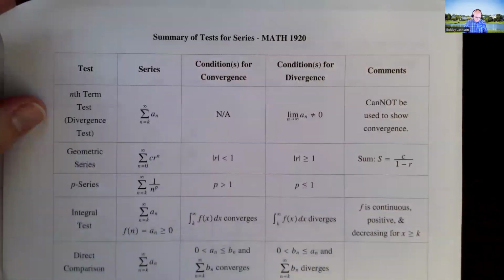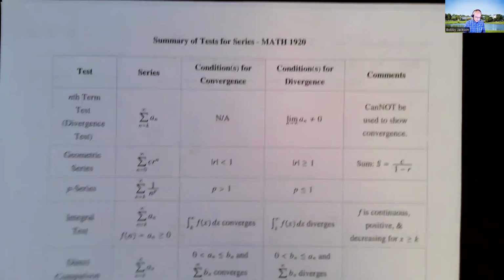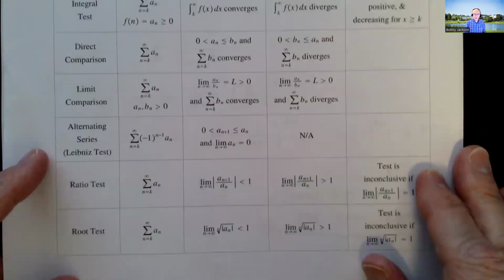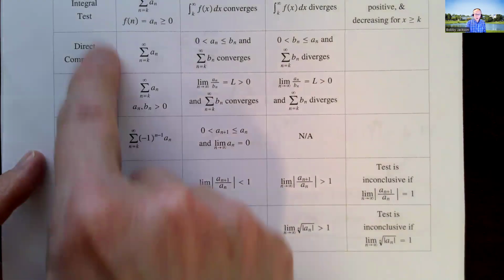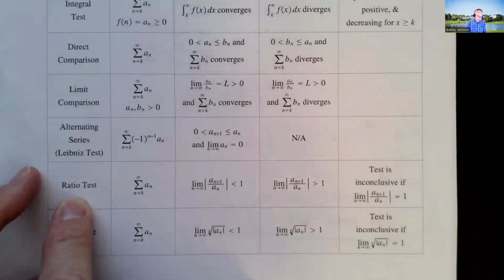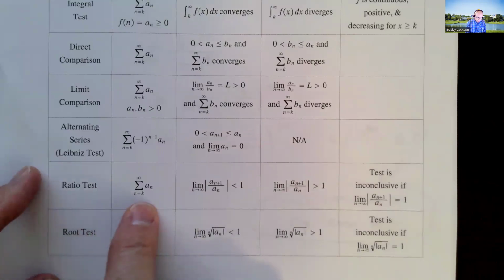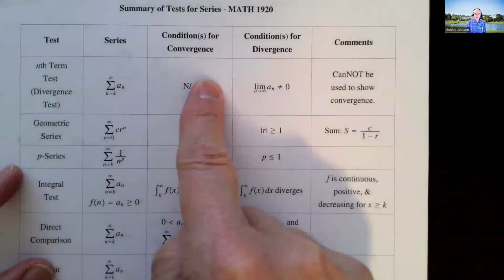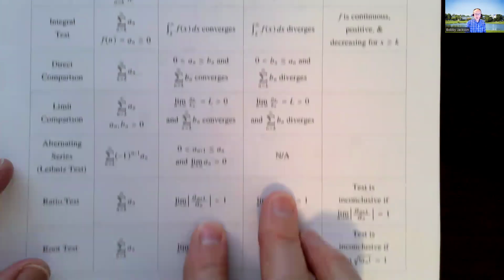Hey everyone, we're going to take a look at number 2 in section 10.5. Before we do, I just want to remind you that you'll have this sheet which gives all the different tests as well as, of course, the ratio test, which this problem asks us to use. For this series, the first column here is conditions for convergence, second column for conditions for divergence.